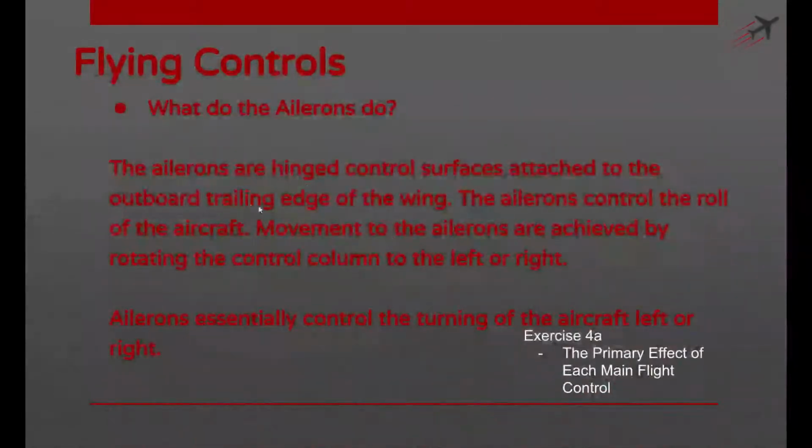What do the ailerons do? The ailerons are hinged control surfaces attached to the outboard trailing edge of the wing. The ailerons control the roll of the aircraft. Movements to the ailerons are achieved by rotating the control column to the left or to the right. Ailerons essentially control the turning of the aircraft left or right.